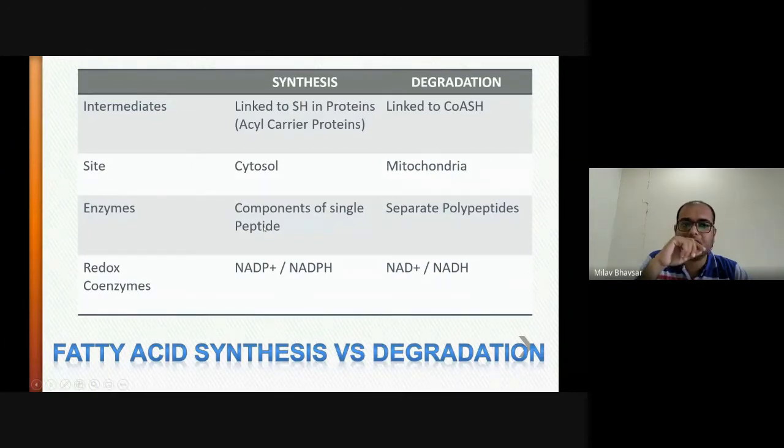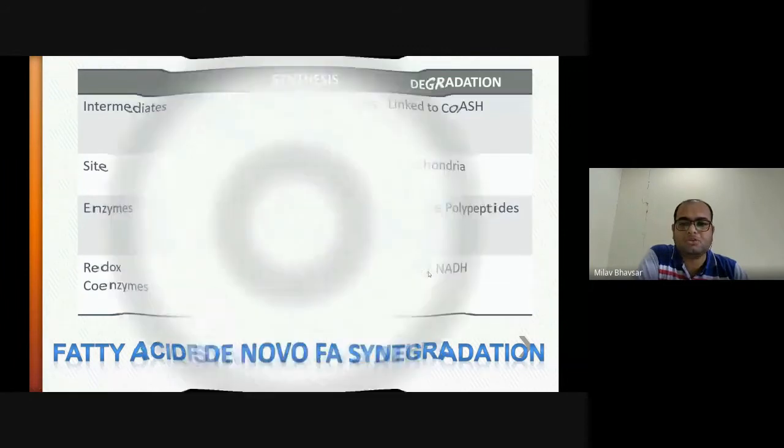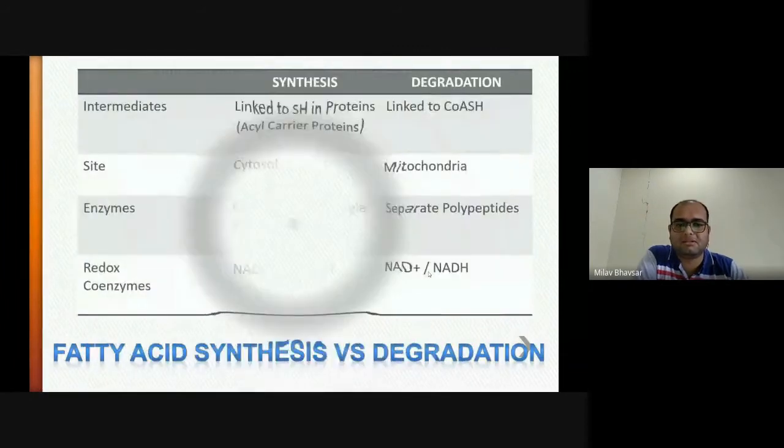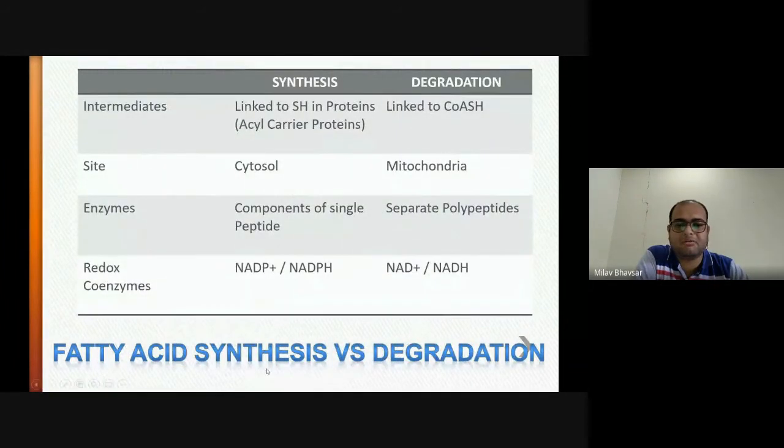Enzymes. With synthesis, there is a single complex enzyme. With degradation, there are different types of enzymes and different types of redox coenzymes are utilized. Here NADP, here you have the NAD. So don't forget, remember this. This is the major part where students make mistakes. Synthesis requires NADP, while degradation is done with NAD and FAD.